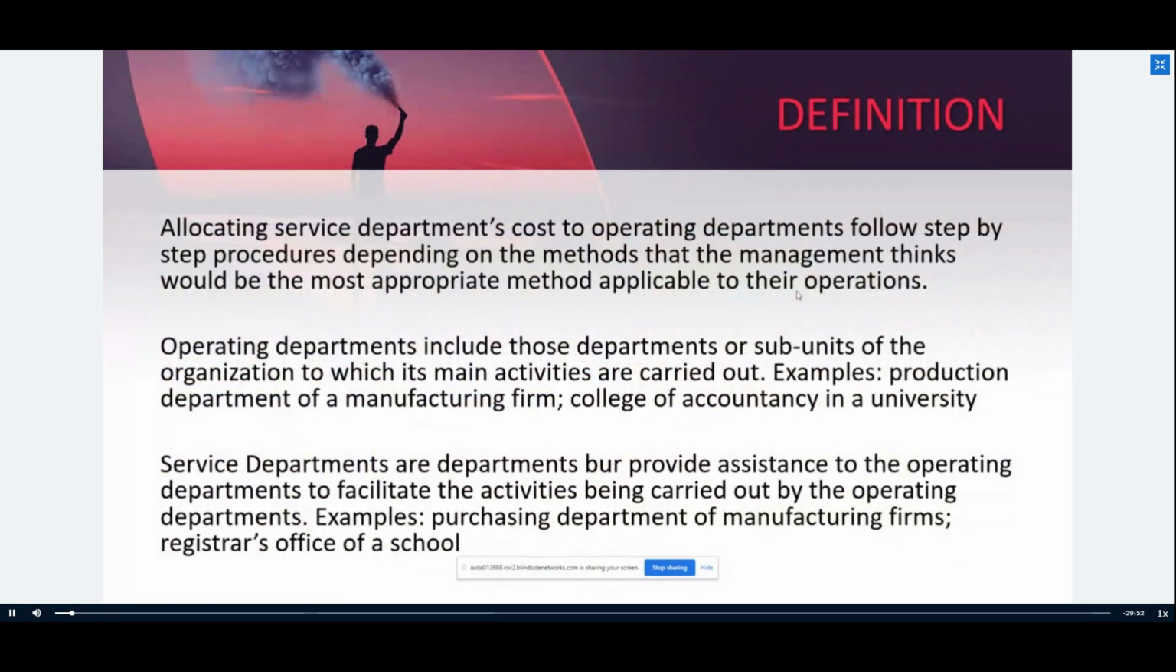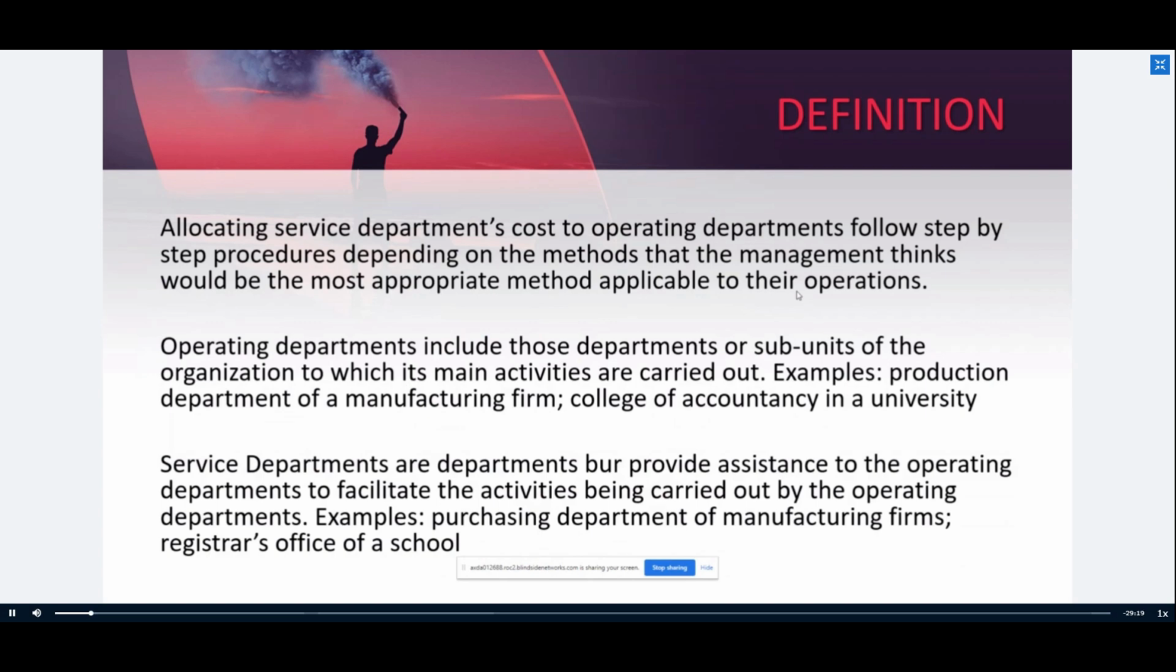So, allocating service department costs to operating departments follows step-by-step procedures depending on the method that the management thinks would be the most appropriate method applicable to their operations. Operating departments include those departments or subunits of the organization in which its main activities are carried out. Example, the production department of a manufacturing firm, or the College of Accountancy in a university.